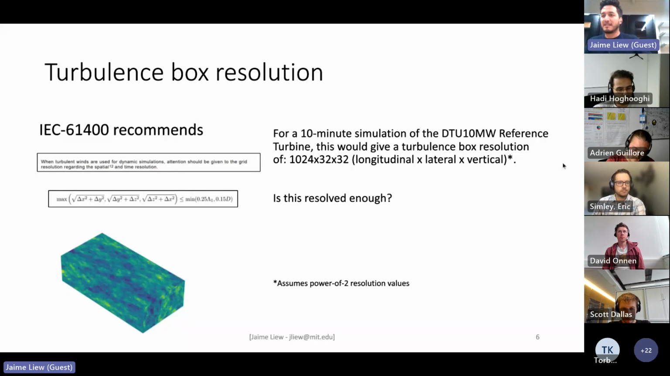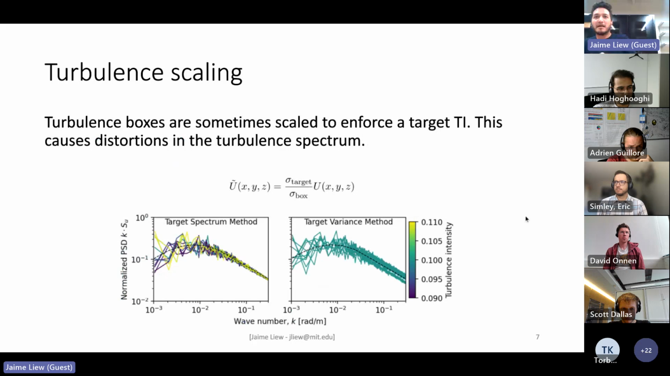So if we take this recommendation and get a reference turbine and we want to run a 10-minute simulation, I think at 10 meters per second, you can get away with a resolution of this. This is just a number. And the question is, is this enough? Does this recommendation make sense? And how do you even quantify it being resolved? So I'll dig a bit more into that.